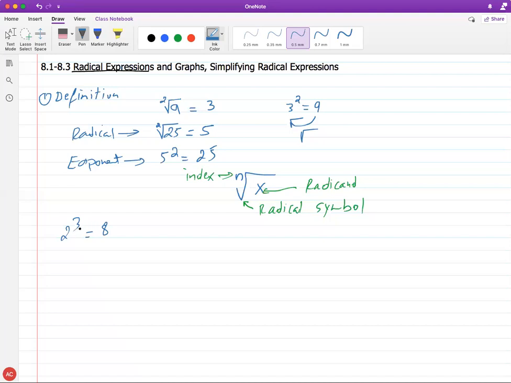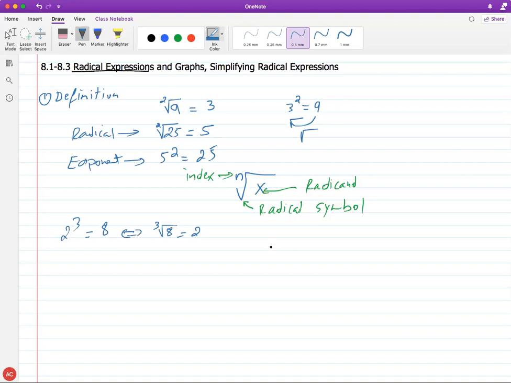So this is the exponential expression. How do we turn this back into the radical? To go back from 8, it would be the radical of 8, right? What's the index? 3. That's right, the power becomes the index. Radical 8 with index 3 will be 2. And you can go back and forth between these as needed, exponential form and radical form. And that's basically all there is to it.